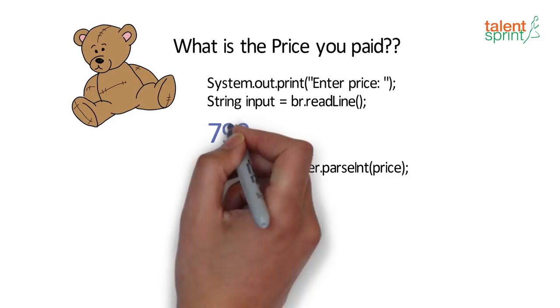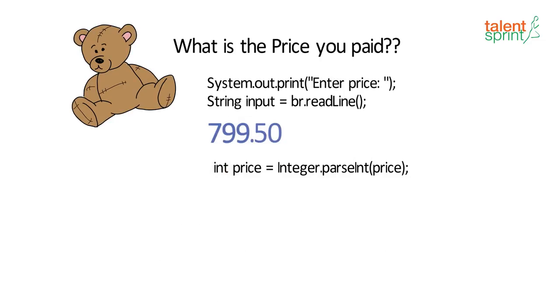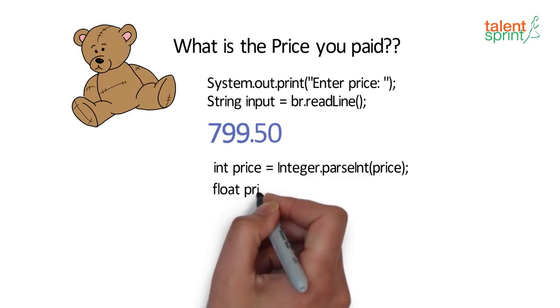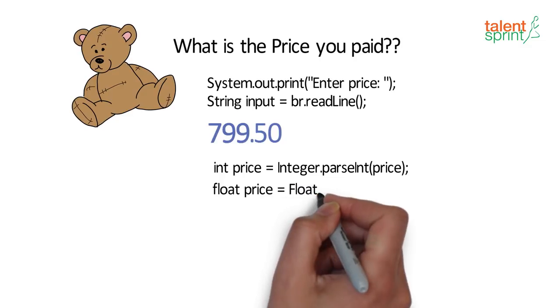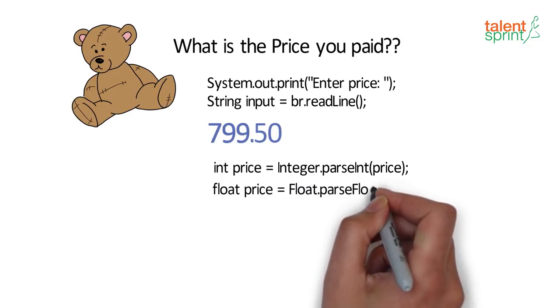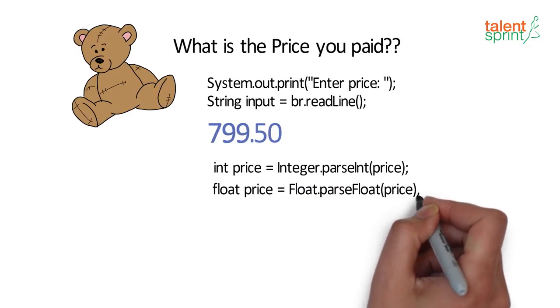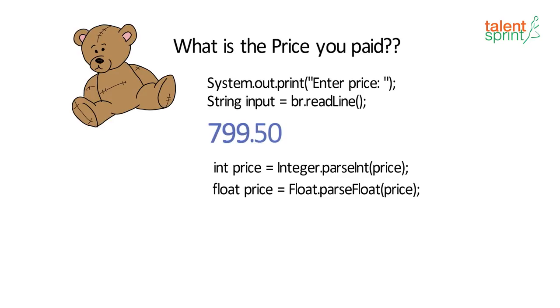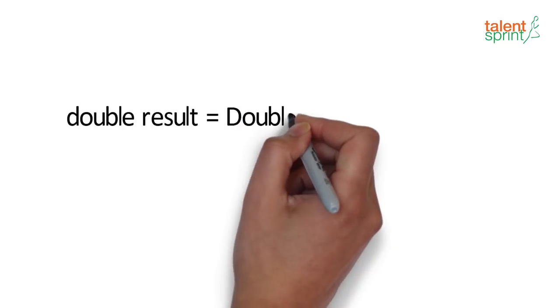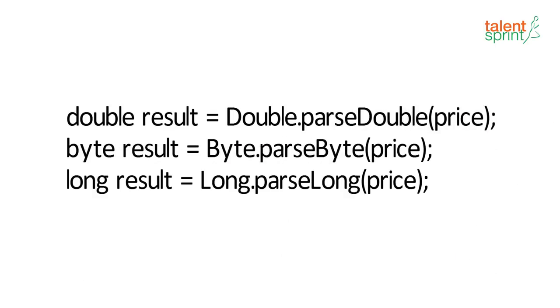Now if your input data is a floating point, decimal point value, and you have to extract that from the string, similar functionality is provided by the parseFloat function of the Float wrapper class. So again, as on the screen, when you call parseFloat on a string, the output is a float value for which you create a float variable to hold the output. Likewise, we have parseDouble, parseByte to get double and byte values, etc.